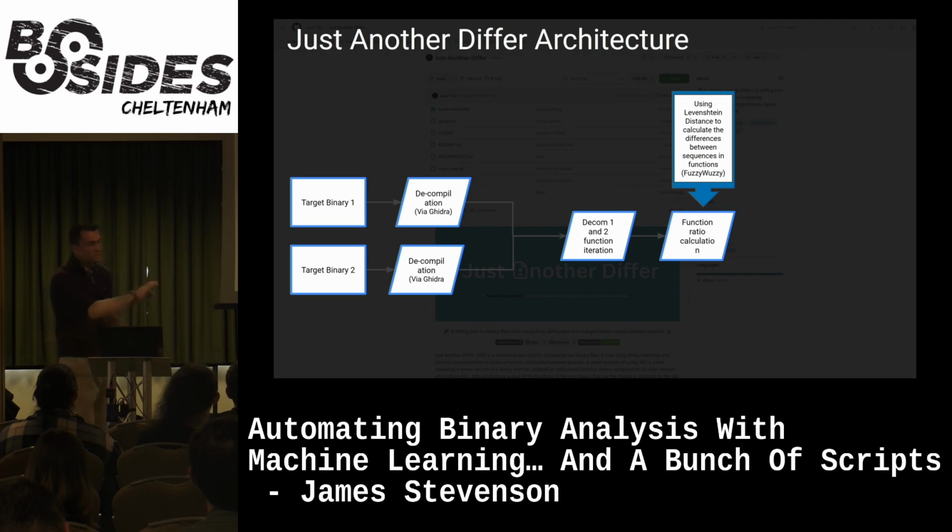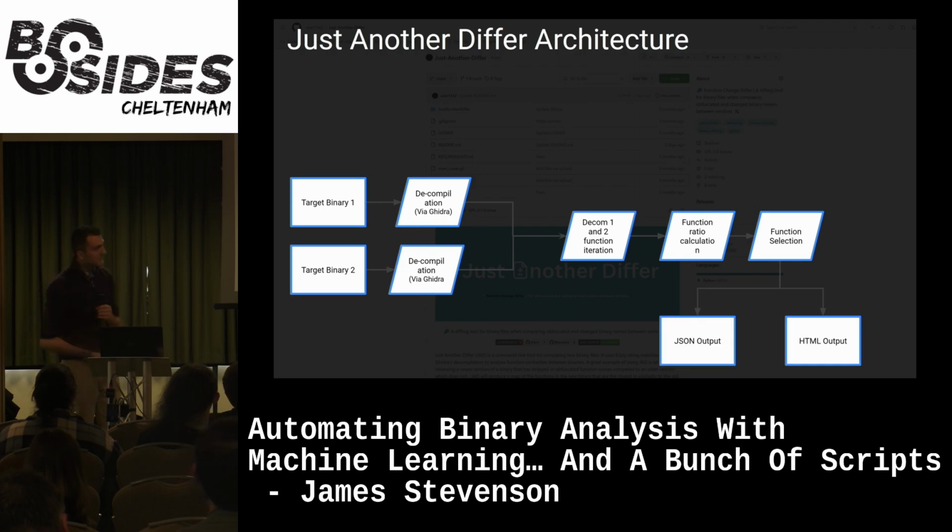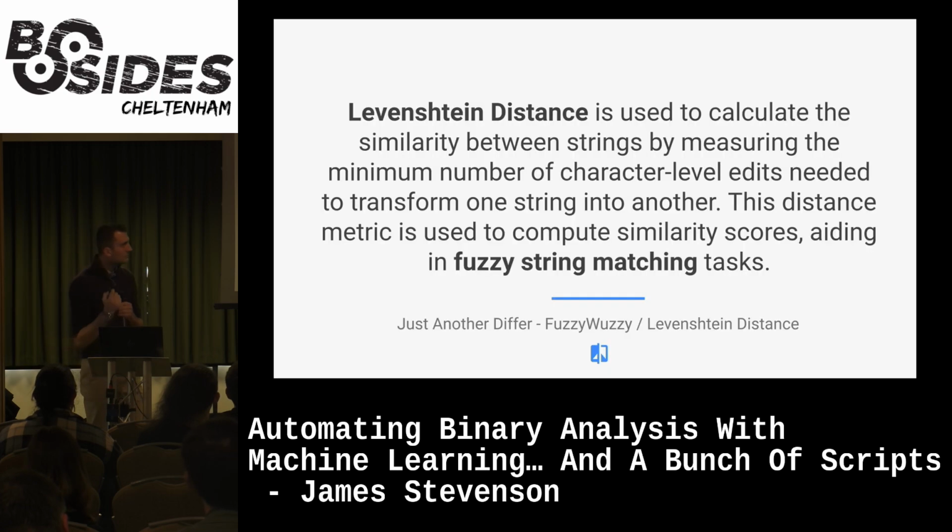We then use fuzzy string comparison to take the decompiled pseudo C code and look at which of those functions in those two binaries look the most similar. We do that selection, and we create this kind of mapping file. Again, that mapping file saying function A, binary 1, looks the same as function B in binary 2.